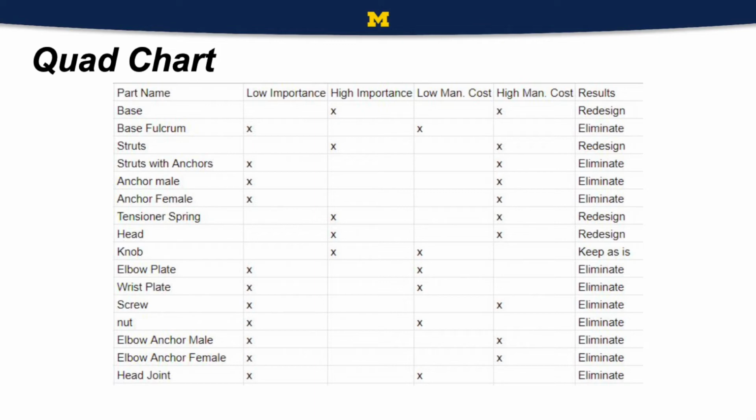With a high importance and a high manufacturing cost, we are going to redesign it, such as the base. With a high importance and low manufacturing cost, we're going to keep as is, such as the knobs. With a low importance and a high manufacturing cost, we're going to eliminate, such as the anchors. And with a low importance and a low manufacturing cost, we're going to eliminate, such as the head joint.